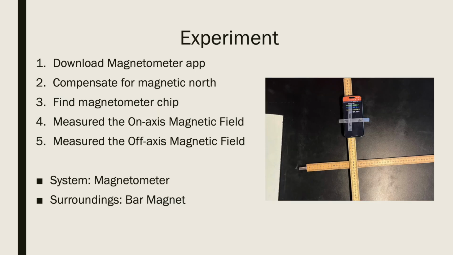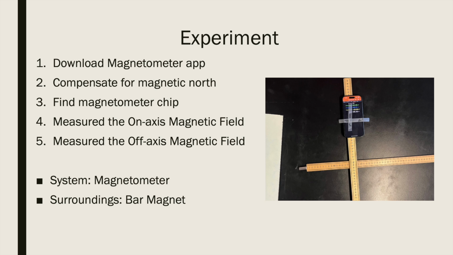First, we downloaded the magnetometer app. Next, we compensated for magnetic north due to the presence of the Earth's magnetic field. We also found the magnetometer chip in our smartphones. Then we measured the distance between the magnet and magnetometer, where the magnetometer is on axis to the dipole axis of the magnet. Finally, we measured the off-axis magnetic field by measuring the off-axis distance between the magnet and magnetometer.